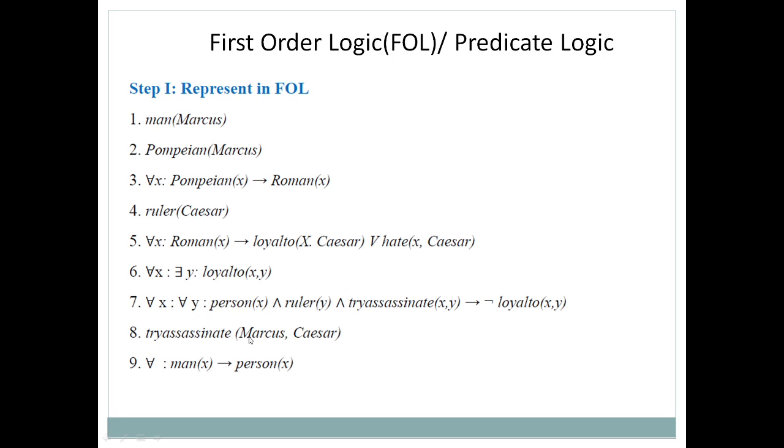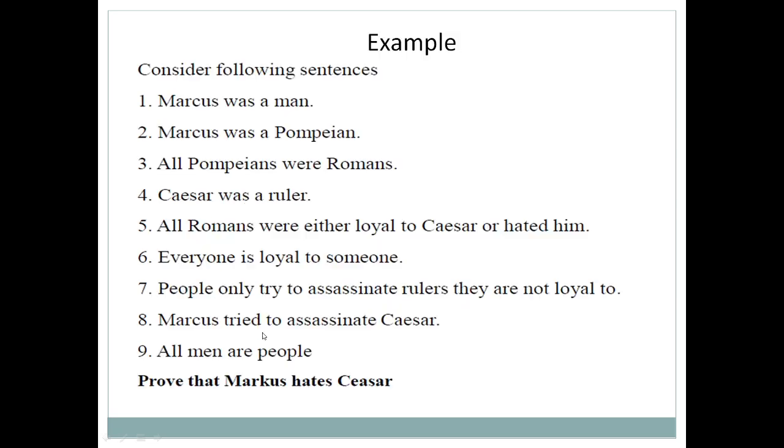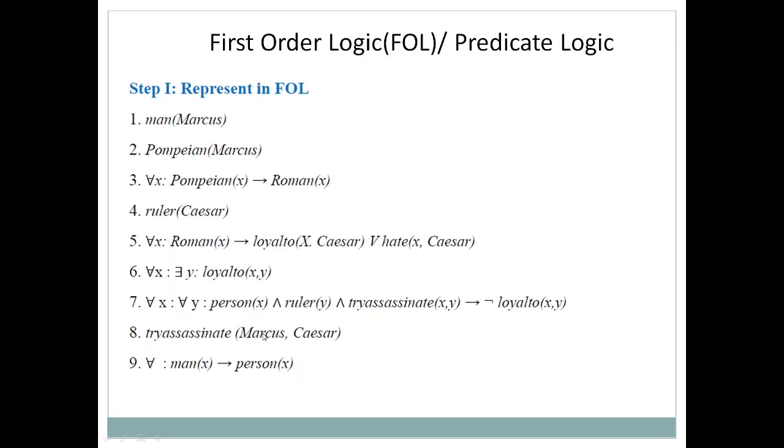See, if you change the sequence of arguments, it results in a change in the meaning of the statement, because the statement given is Marcus tried to assassinate Caesar. How to read this? Marcus tried to assassinate Caesar. If you write Caesar comma Marcus, what does it mean? Caesar tried to assassinate Marcus. So you need to take care of the sequencing of arguments. The first argument and second argument play a very important role.